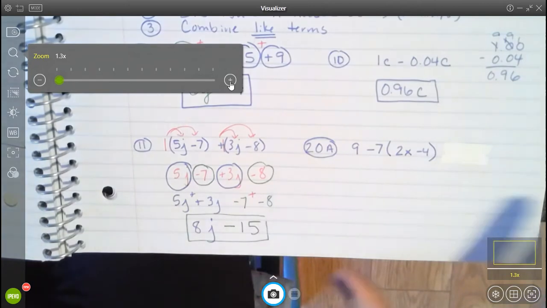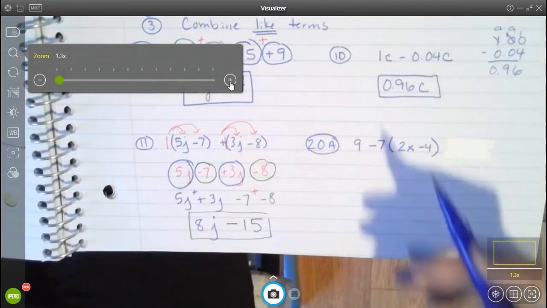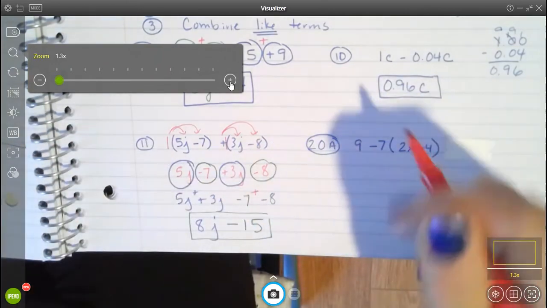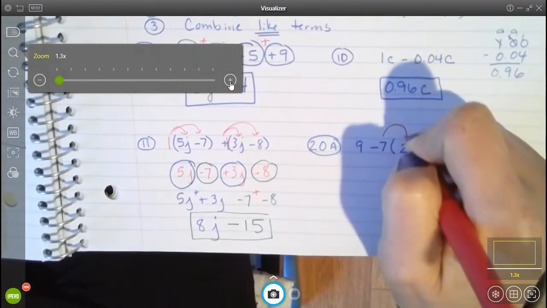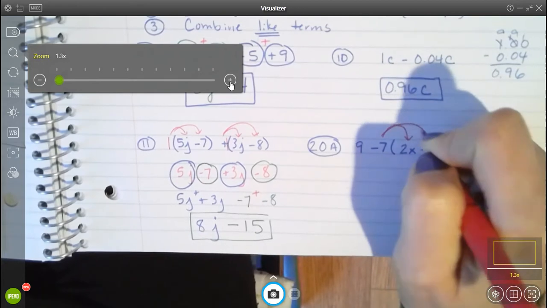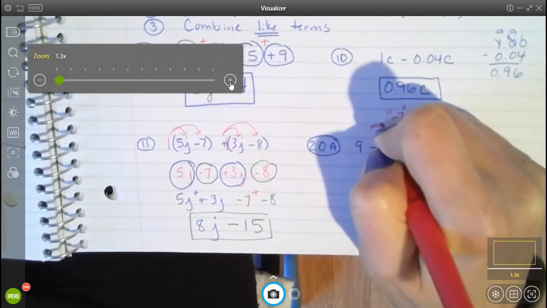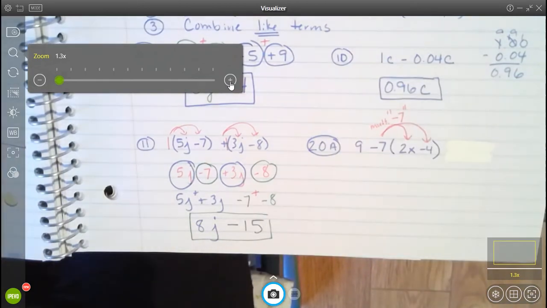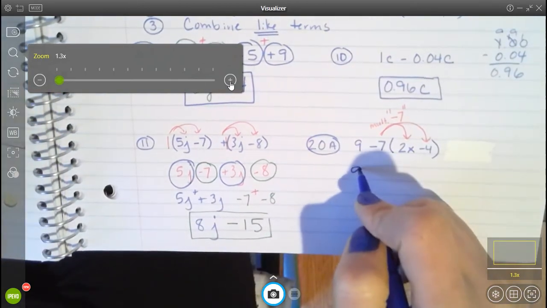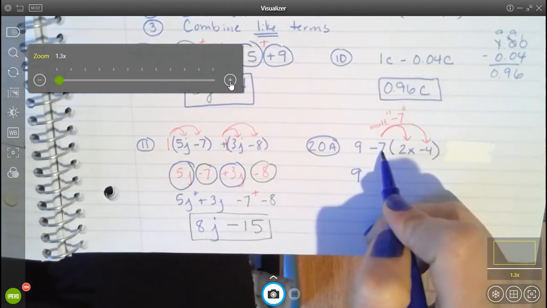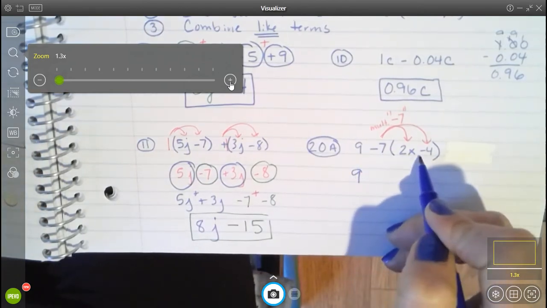Let's try the hardest one here. So I need to get rid of the parentheses. So the first thing I start with is distributing. And what I am distributing here is a -7. And I am multiplying by that. Okay, this problem just gets brought down. I'm not doing anything with it. What I'm doing is -7 times 2 and adding an x to it.